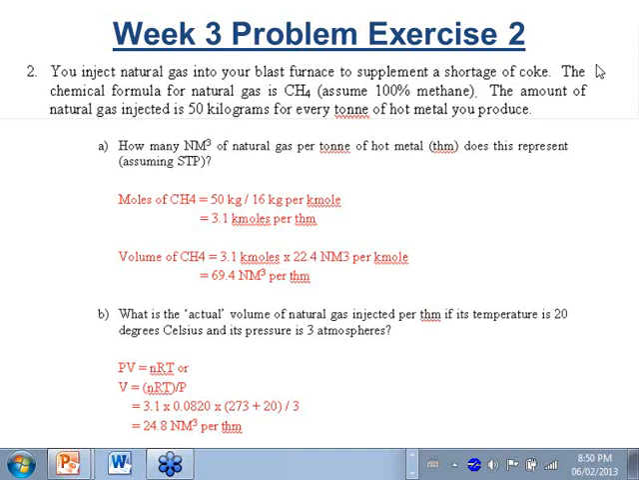What is the actual volume of natural gas injected per ton of hot metal if its temperature is 20 degrees Celsius and its pressure is 3 atmospheres? Well, apply the ideal gas law that we talked about in the gas phase, where PV is equal to nRT. And in this case, isolate for V, so the volume is equal to nRT divided by P. Put in your values. 3.1 kilomoles multiplied by the gas constant, 0.0820, multiplied by 273 plus 20 to get into kelvins, your temperature, and divided by 3 atmospheres to get 24.8 normal cubic meters per ton of hot metal.